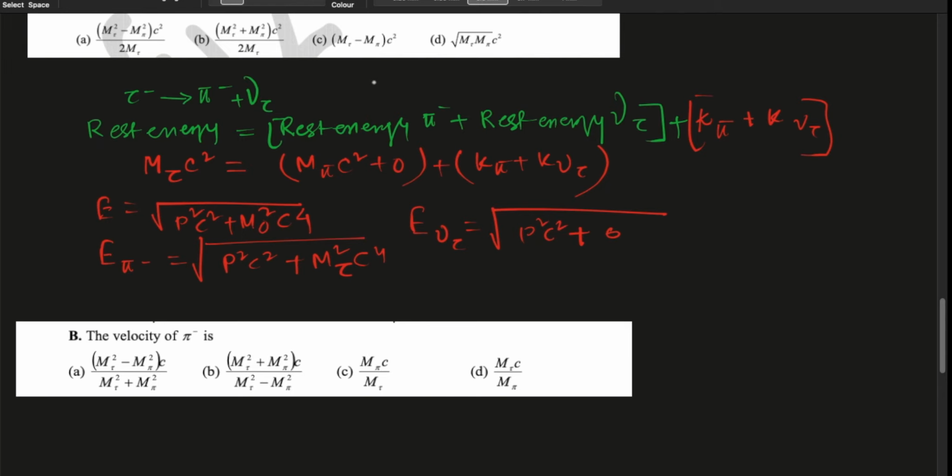I can write this equation in this way: E of tau minus equal to E of total energy, sorry, E of tau minus equal to E of pi minus plus E of neutrino. Okay, that is the first equation I should have written in this form. So I know this value separately.